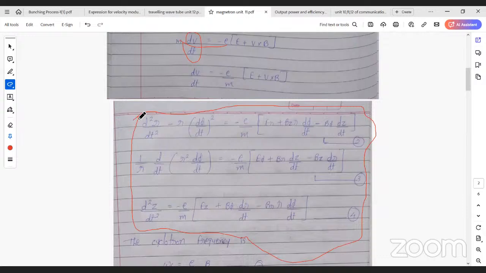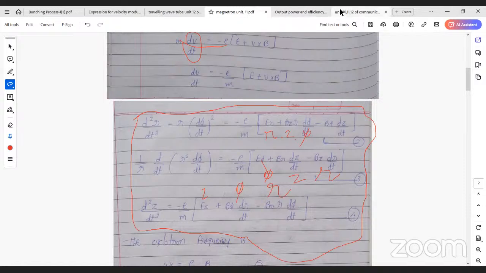What is the first equation? d square r by dt square minus r times (d phi by dt) whole square equal to minus e by m times E_r, and so on. The first equation is in the combination of r, z, phi. Observe the second equation, it is in the combination of phi, then z, then r. The third one is in the combination of z, then phi, then r. These three equations you have to learn.